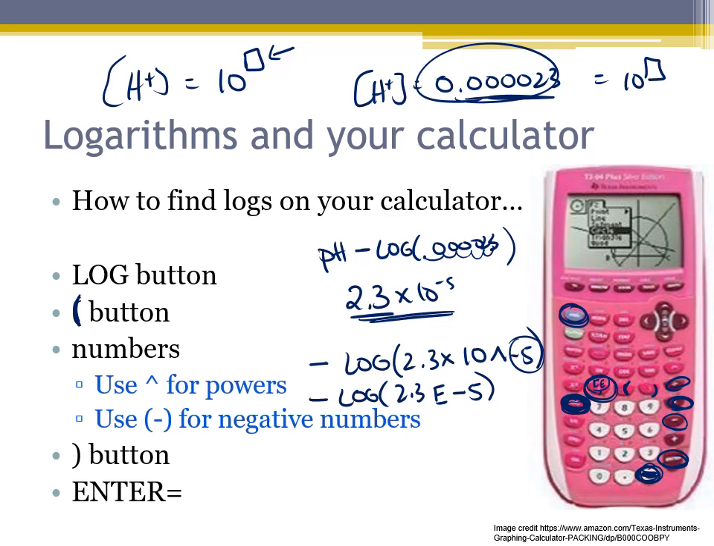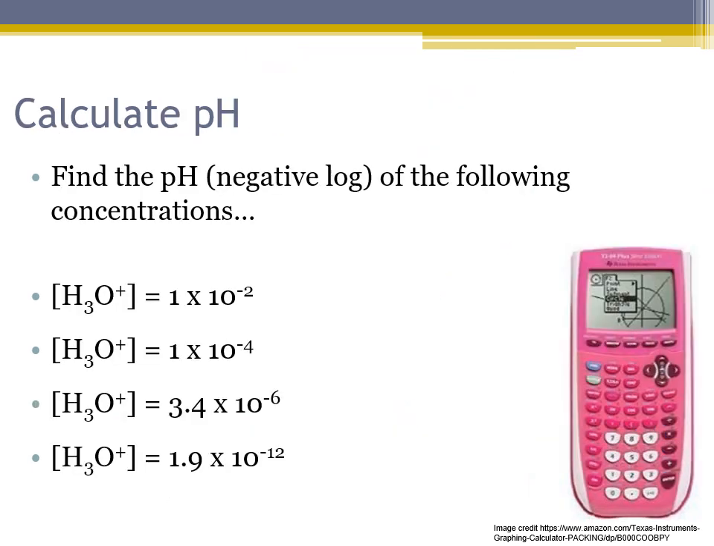Let's practice. So use your calculator or your brain to find the pH, the negative common log of these following hydrogen ion concentrations. So if you have a hydrogen ion concentration of 1 times 10 to the minus 2, I don't need my calculator for this one because this is a 1, which means that it doesn't change anything. So I just have to find the negative exponent on the 10. The exponent on the 10 is negative 2. So negative 2 gives me a pH of 2.